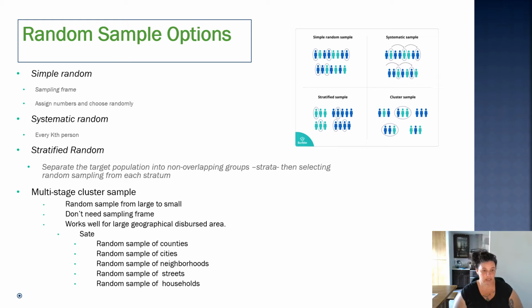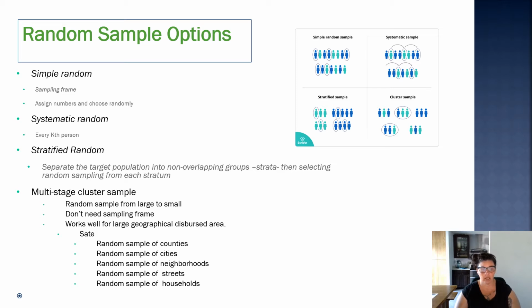Multi-stage cluster sampling is also a form of random sampling. This one's great as well when you don't have a sampling frame, a list. The example I give here is you are essentially clustering your groups, right, the strata, into smaller and smaller groups, and then you're going to random sample, right? Say, for example, you want to look at all of California, but you can't use all of California. So you are going to randomly select geographical areas, right? So this is the cluster sample.